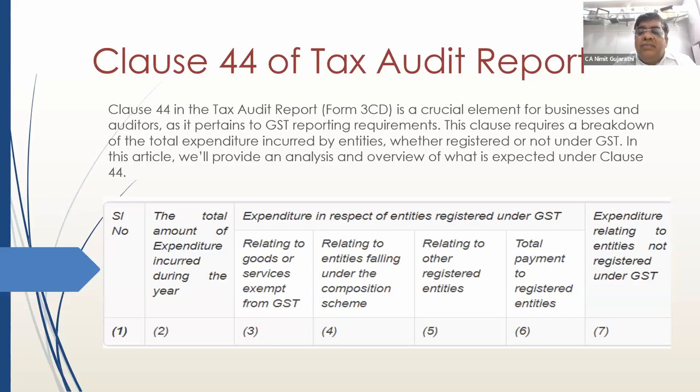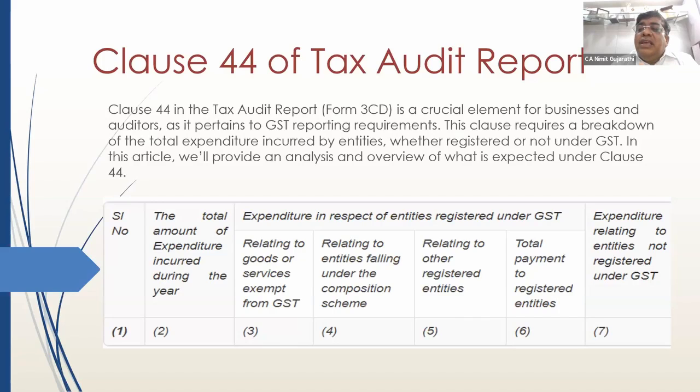If you see, the columns are well designed. They are asking very specific questions: what is the purchase or expenditure that is from exempt, what is the expenditure from composition, from registered, total payment to registered, relating to other registered entities, and expenditure relating to entities not registered under GST.